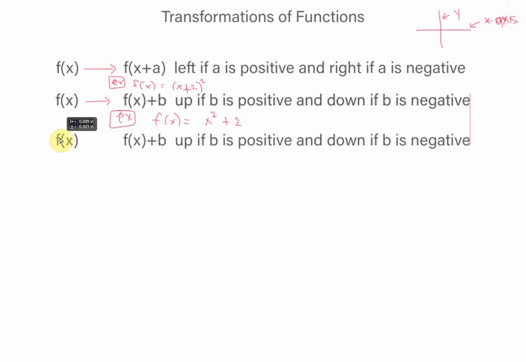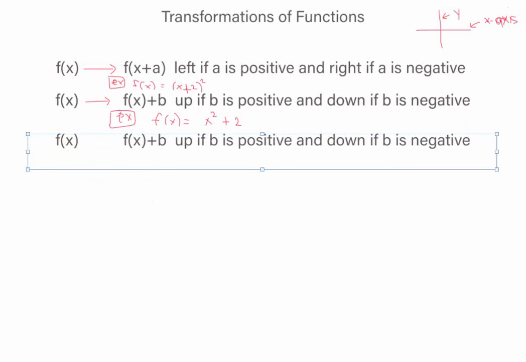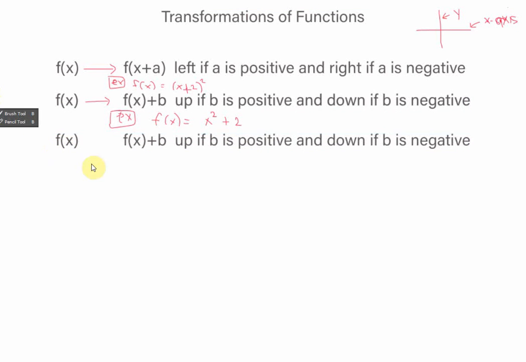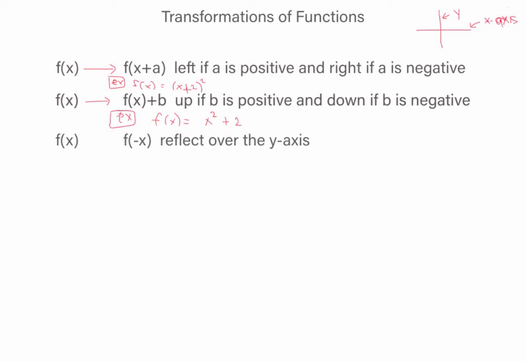This one, if f of x, oh, that was the same thing. Oh, just kidding. I have the exact same thing right there. Okay, next one. Now what about this one?